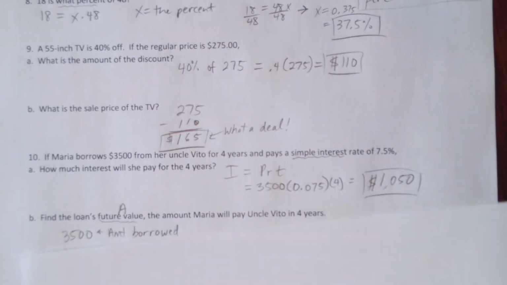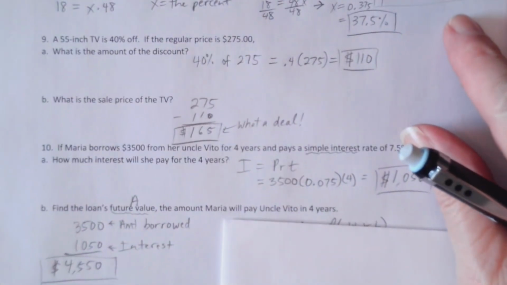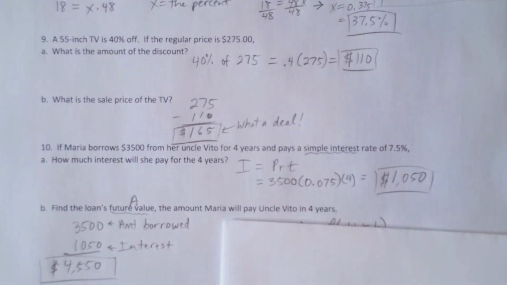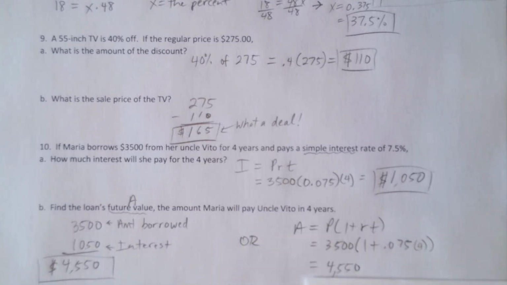And so you could do this one of two ways. The easiest way is to take what you already have, the interest, and add it to the 3,500. And so you get 4,550. Now we do have a formula for future value. It's this one here, and that's when you're dealing with simple interest. So you also could have used that formula and you get the same answer. But since we already knew the interest, it was pretty easy to just add that to our present value, or our P. All right, let's go ahead and move on to the next page.